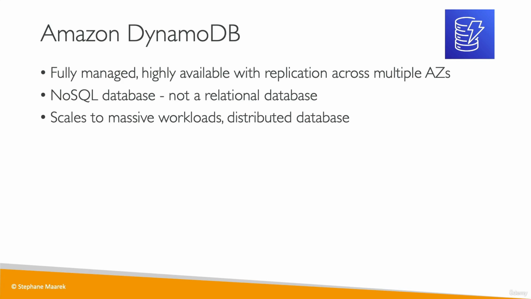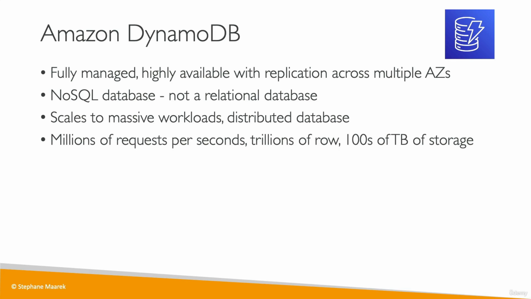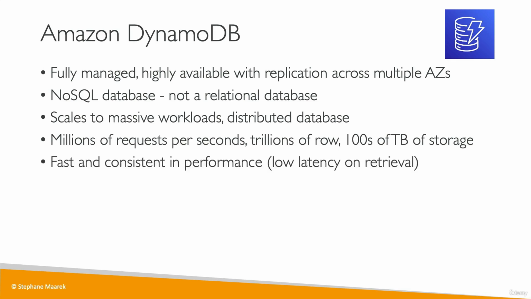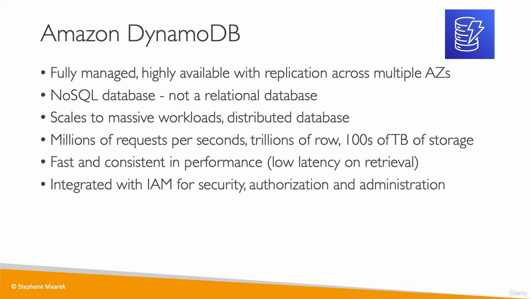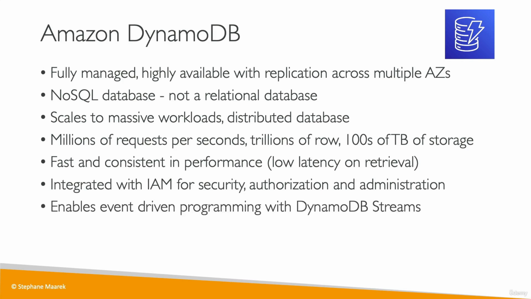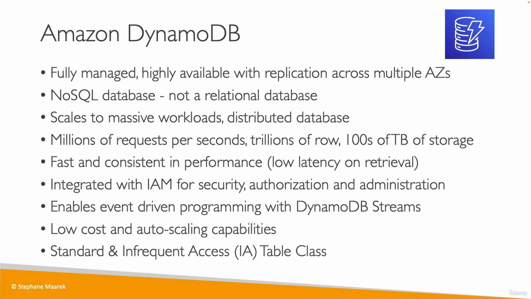It scales to massive workload and is fully distributed. That means that you can scale to millions of requests per second, trillions of rows, and hundreds of terabytes of storage, regardless of your workload. So fast and consistent performance. That means you get really low latency on retrieval. And it's an AWS service, so it's going to be fully integrated with IAM for security, authorization, and administration. You can enable event-driven programming with DynamoDB Streams, as we'll see in the section. It's low cost and has auto-scaling capability. And you have the Standard and Infrequent Access (IA) table class for different storage tiers.